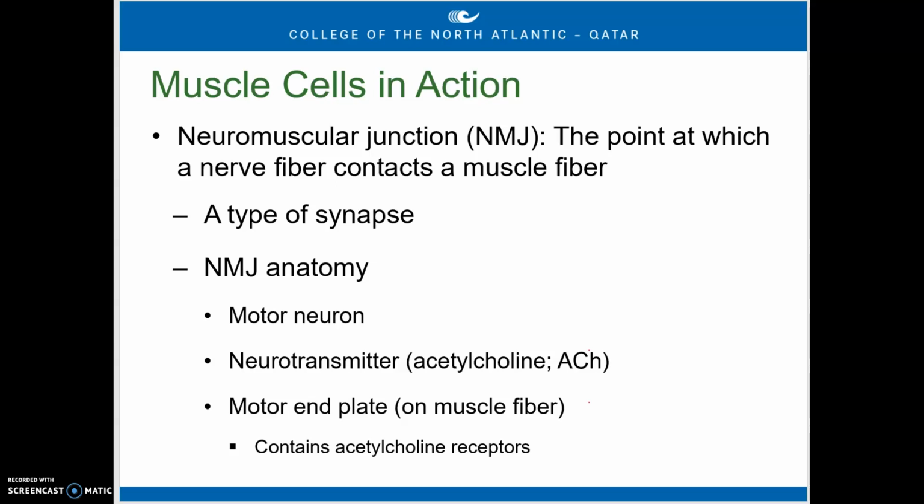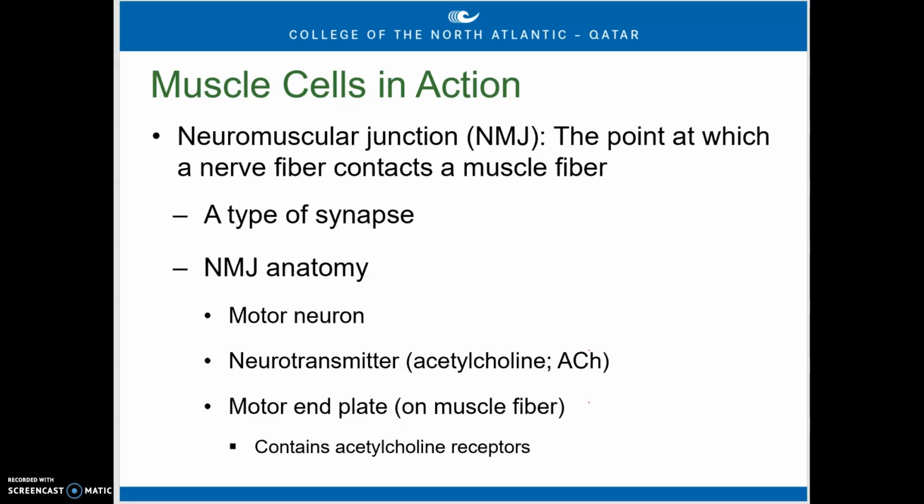Why does it need to contract? And since it's skeletal muscle, we decide that. So it comes from our brain, and in order to come from the brain, it needs to come from the nervous system. So we're going to need a nerve cell, which is called a neuron. Now, the neuron doesn't connect directly to the muscle tissue. It'll come really close to the muscle tissue, and it'll come close to a specialized place on the muscle tissue that we call the motor end plate.